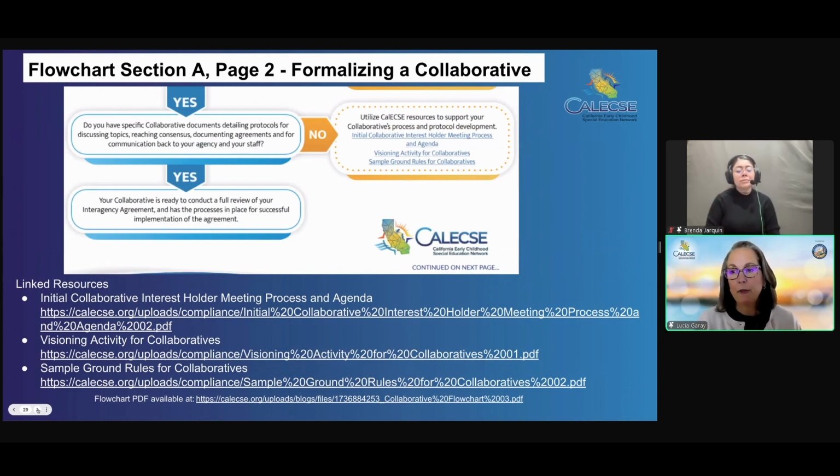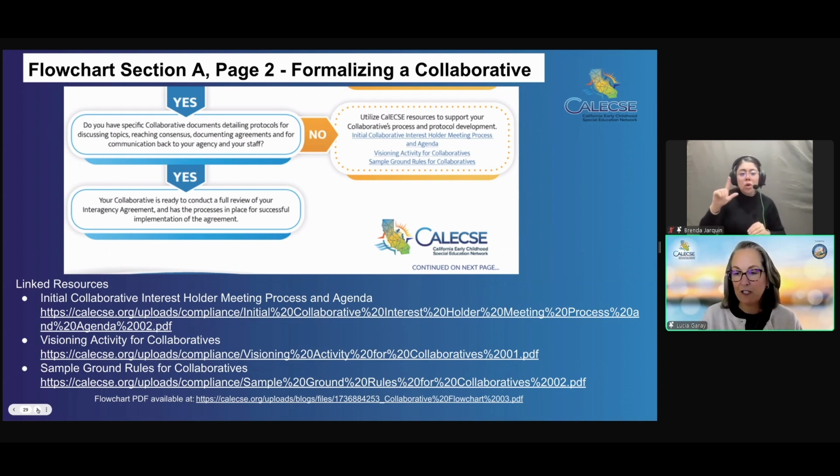Then we really do need to make sure we formalize our collaboratives. Our experience had been that the collaborative was really guided by the relationship of the leaders and the passion that the leaders might or might not have for being collaborative versus being individually compliant with their agency's requirements. So at the end of page 2, what we are providing is a set of templates that you may use to develop agendas and other base documents for your collaborative.